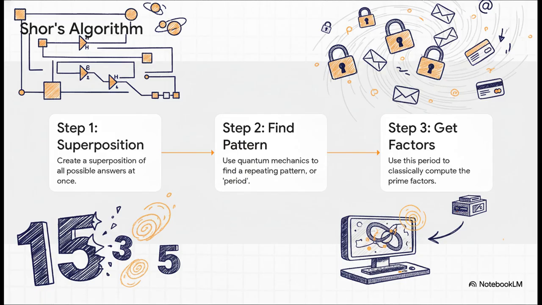It finds the prime factors of huge numbers. But here's the deal. Almost all modern encryption, the stuff that protects your bank account, your private messages, everything, it's based on the fact that this is an impossibly hard problem for normal computers. For a quantum computer running Shor's algorithm, it's easy. It could crack our modern security wide open.